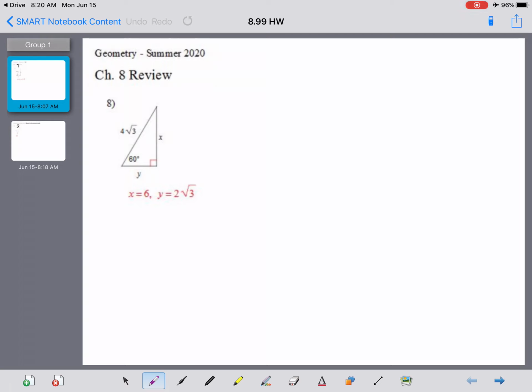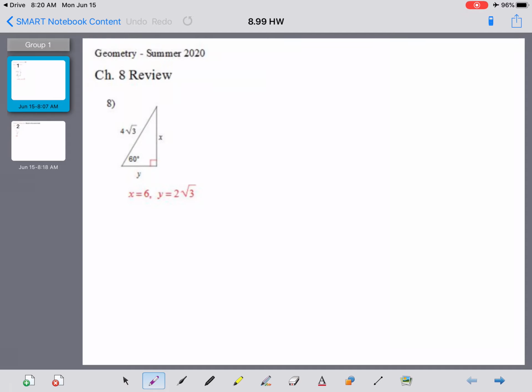Now, number 8, the directions here are just to find the missing sides, which are X and Y. So one of the things I want you guys to be able to recognize is which method we're going to use in order to solve a triangle. Now, in this one, the Pythagorean theorem doesn't work because we only were given one side of the triangle. For the Pythagorean theorem to work, you'd have to know two of them and try to find the third.